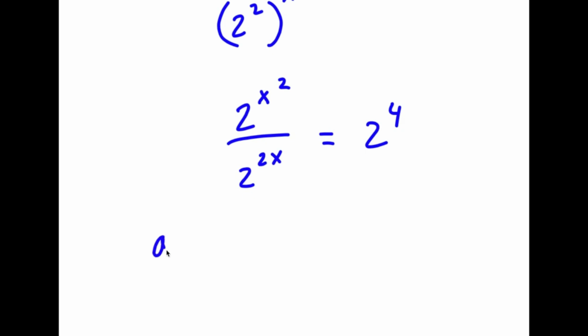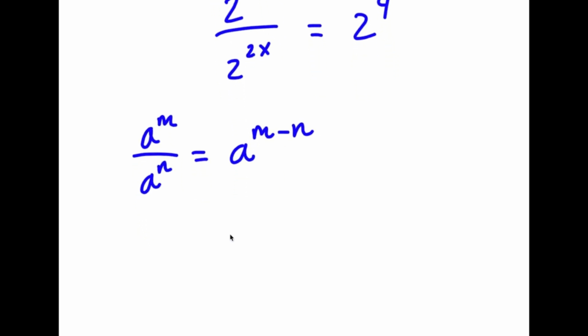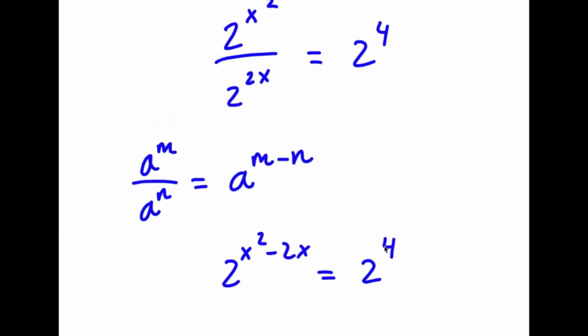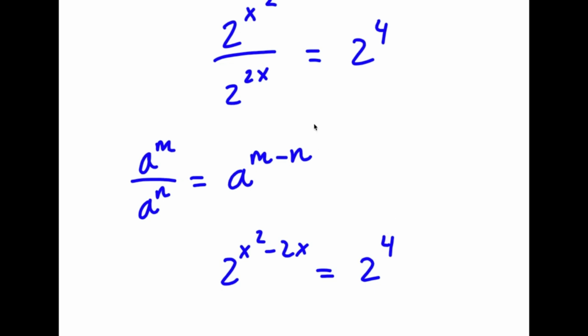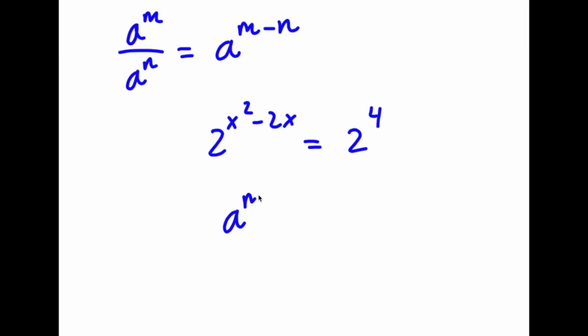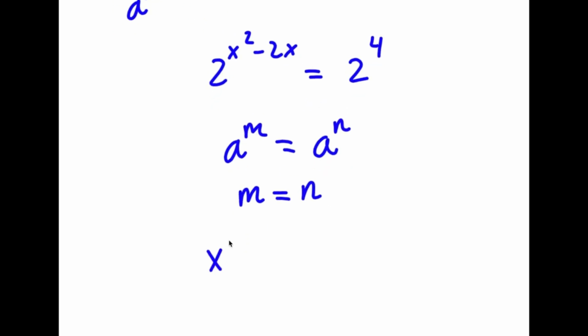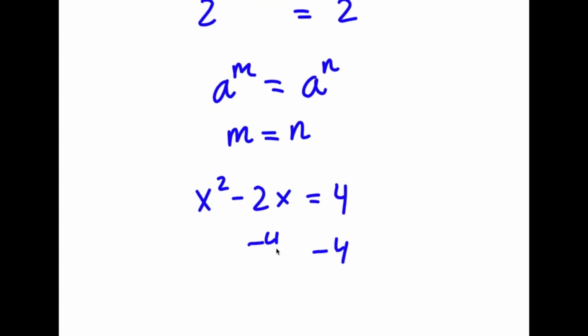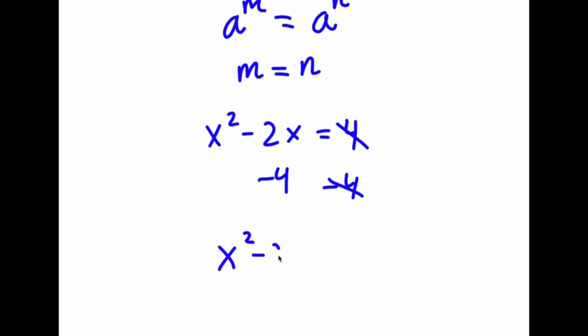Now if I have something in the form a to the power of m over a to the power of n, this is equal to a to the power of m minus n. So 2 to the power of x squared over 2 to the power of 2x is going to equal 2 to the power of x squared minus 2x, which is equal to 2 to the power of 4. Now, if I have something in the form a to the power of m is equal to a to the power of n, this means that m is equal to n. So in this case, x squared minus 2x is equal to 4. So now if I subtract 4 on both sides, I get x squared minus 2x minus 4 is equal to 0.